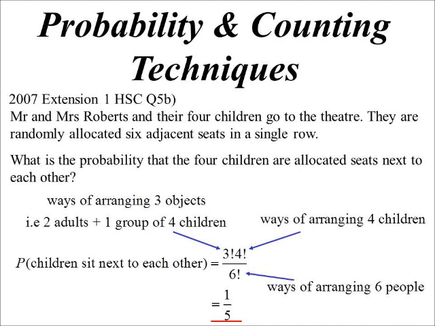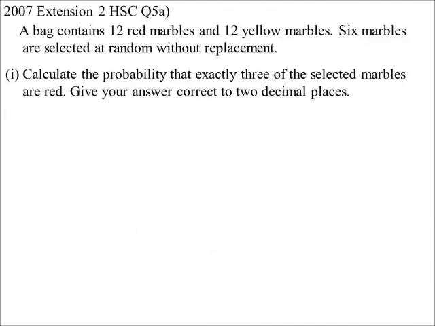1 in 5 chance. How about we have a look at an Extension 2 question? Those of you who end up doing Extension 2, there's a topic called harder Extension 1. It's not actually a topic, but around 25% of the final paper could be on Extension 1 questions, but harder Extension 1 questions. And they love asking permutations and combinations. So let's have a look at this one.